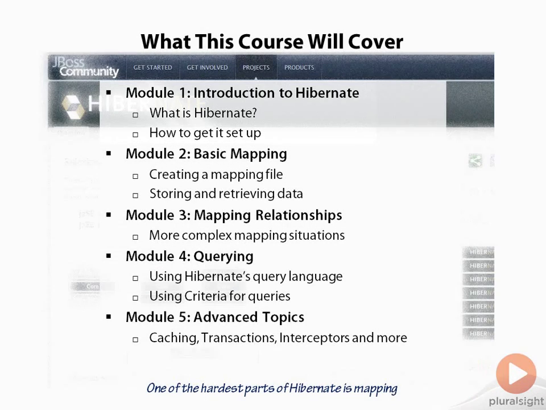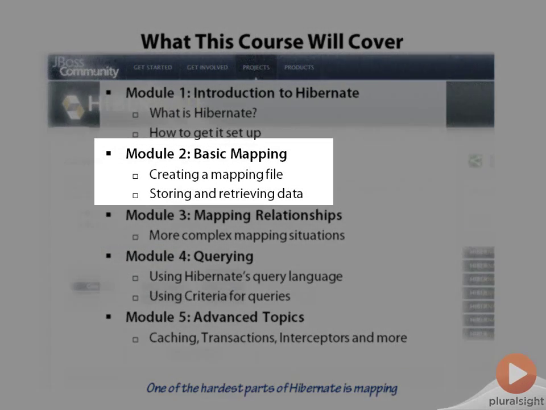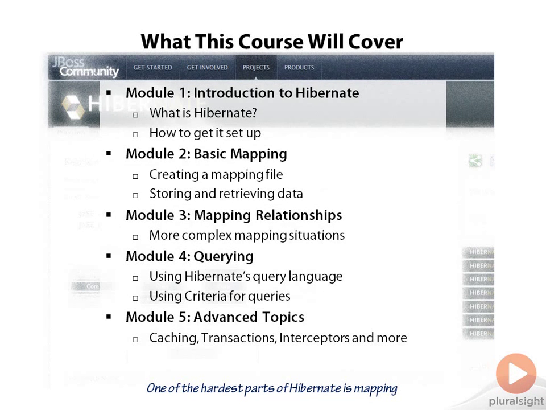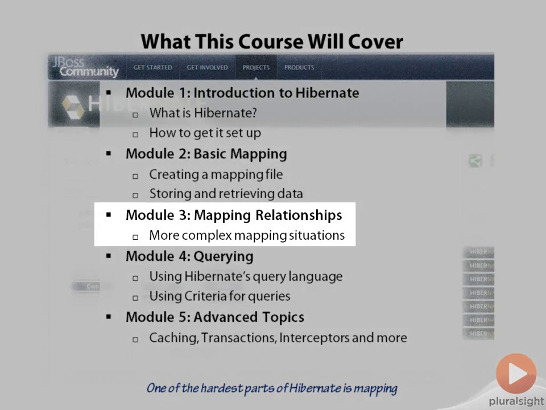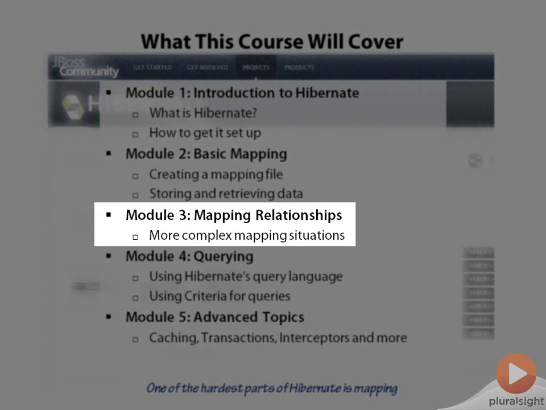up the Hibernate configuration. Then, in Module 2, we'll learn about one of the key parts of Hibernate, mapping files. We'll learn the basics of creating a mapping file that maps a Java class to a SQL table, and we'll learn how to do some basic storing and retrieving of data using our mapping files. In Module 3, we'll continue our education about mapping in Hibernate as we learn how to model relationships between objects and relational tables in our mapping files.